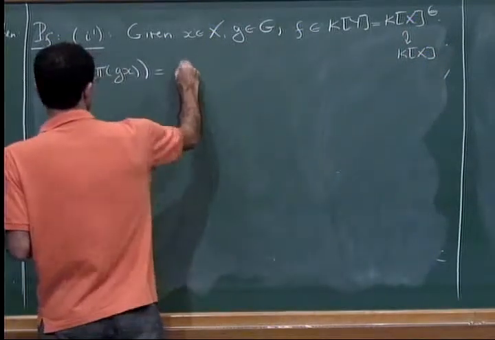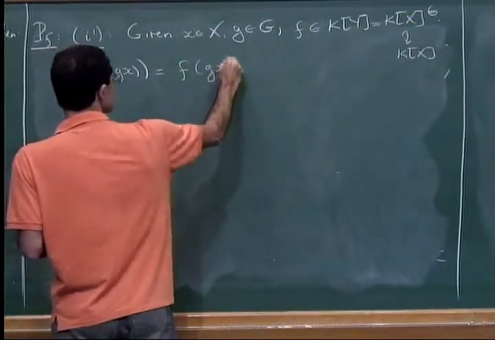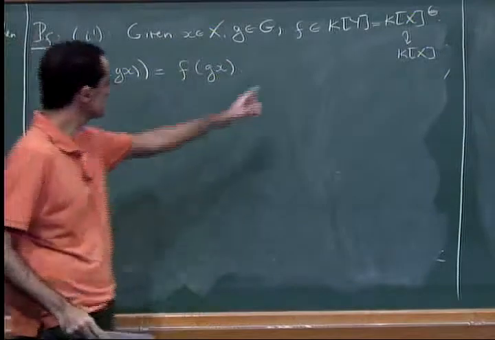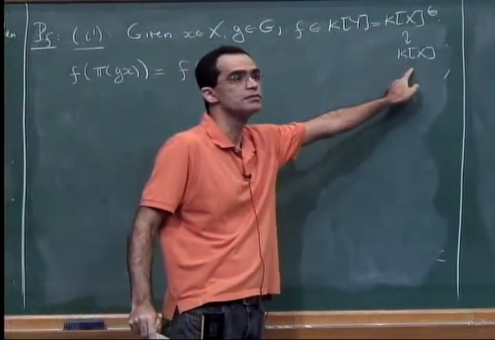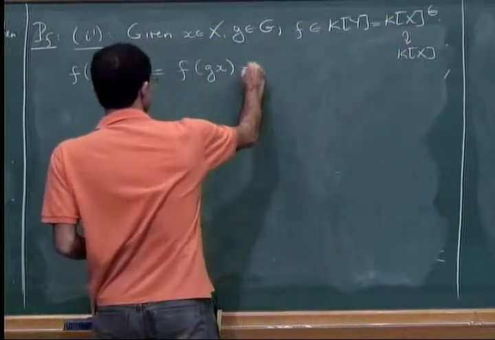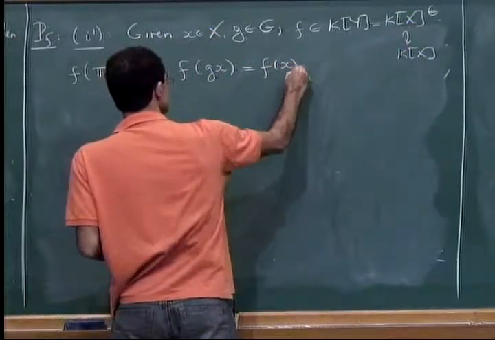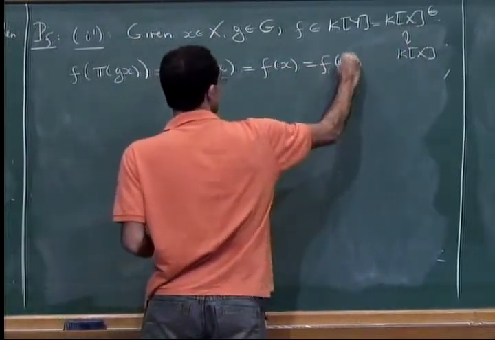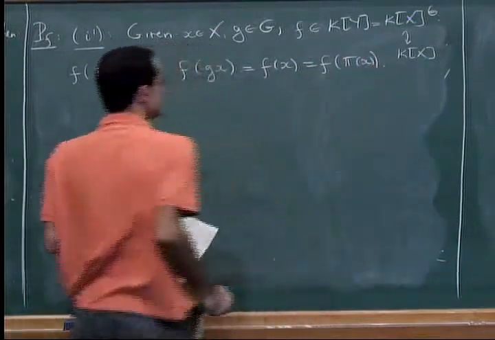Right? So this is the same thing as this. If I view the inclusion here, just f inside here, right? But f is invariant, it's in here. So that's the same thing as f of x. And again, this is f of pi of x.